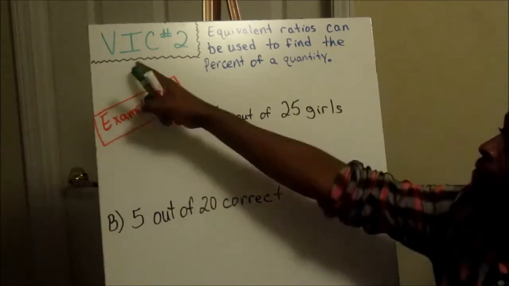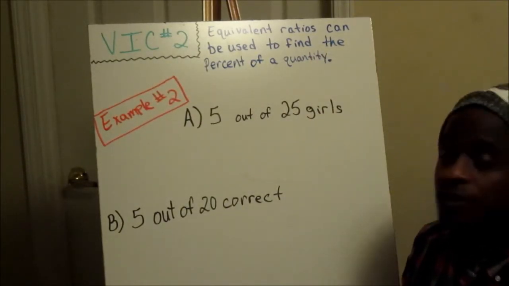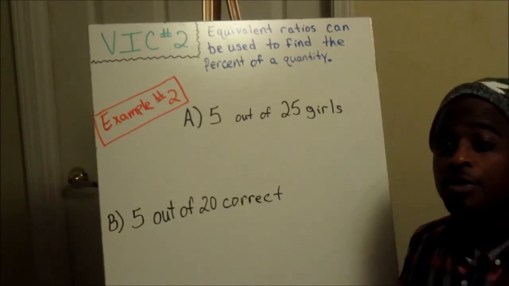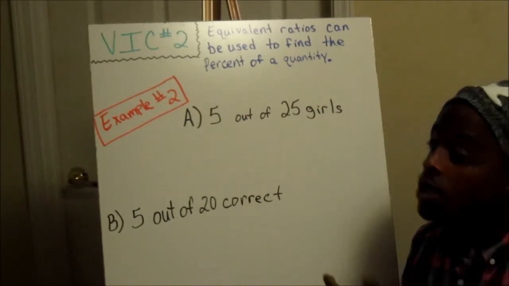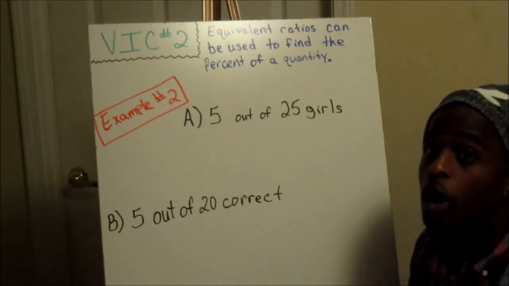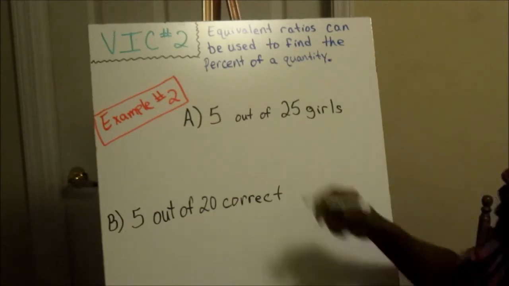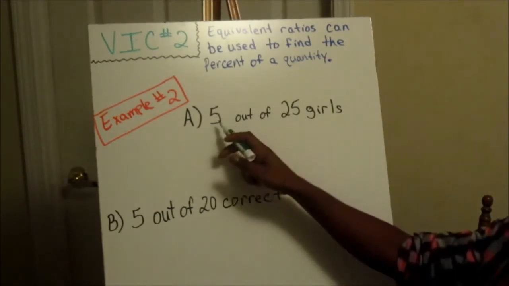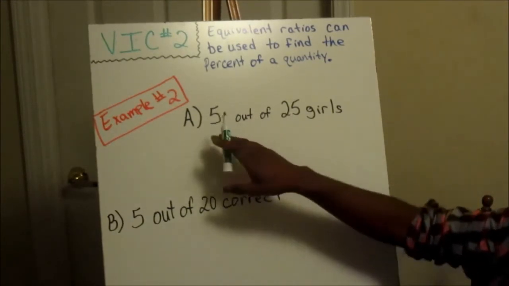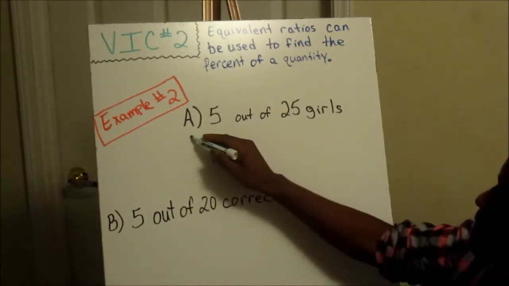Alright? VIC number 2. Equivalent ratios can be used to find the percent of a quantity. So just like visual models can be used, we can use equivalent ratios. And some of y'all may find this way easier than drawing a visual model. So the first thing we want to do is write our ratio. So let's go back to those 5 out of the 25 girls who were 10th graders.